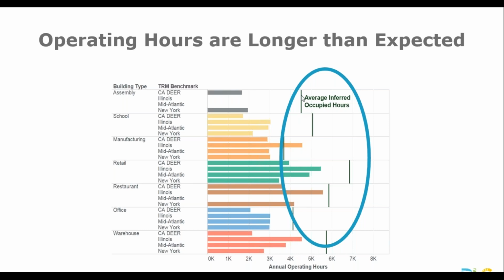So when we were saying that the operating hours we found were longer than expected, we're saying that this 4,500 is larger than this 1,800. And that was surprisingly consistent across building types. In fact, manufacturing was the only one where we overlapped at all with this estimate from Illinois. But otherwise, all of our estimates were higher.